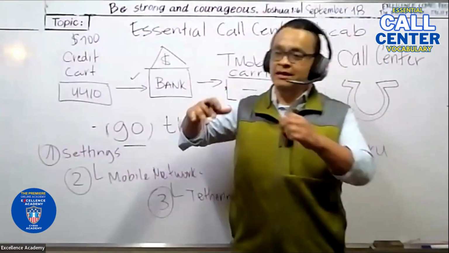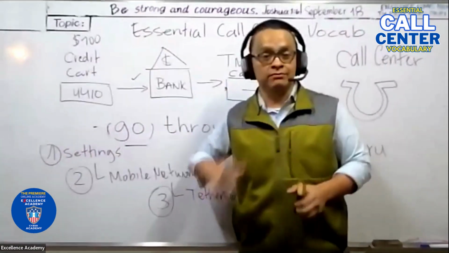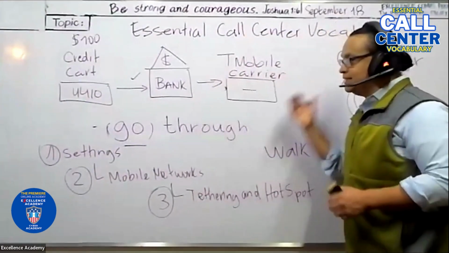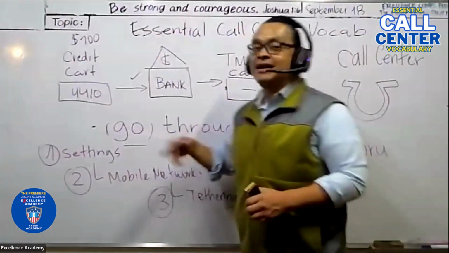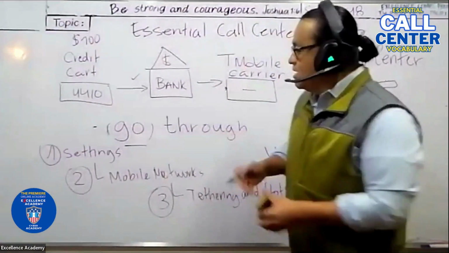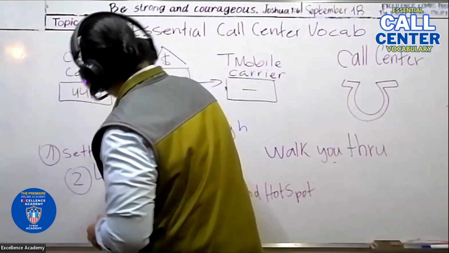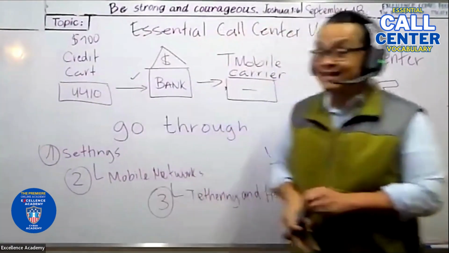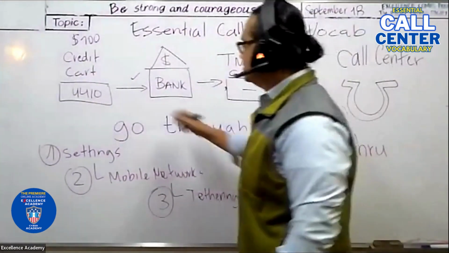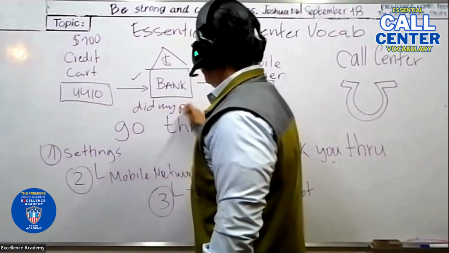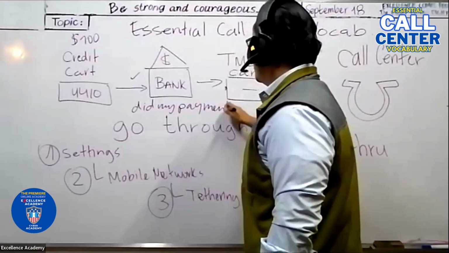Oh, just let me verify the system here. Oh, yes, sir, it did go through. Your number has been activated. So go through means that it has gone through the process, and it's authorized. It has been accepted. So that is to go through. All you have to do is make sure to manipulate the irregular verb form of the verb go grammatically correct. So customers will just ask you the question, did my payment go through?